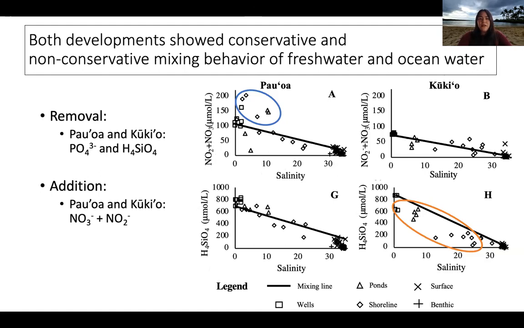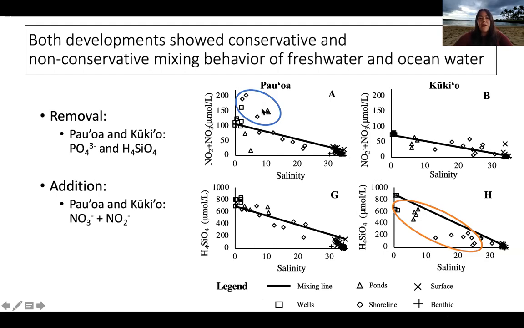The stations or the data that fall along this mixing line, right here is where the freshwater samples are, and then here are the saltwater samples. And then down here characterizes the station types. This is just a theoretical line, assuming that there's natural dilution from freshwater to saltwater. And we see that in this top left figure for Pauoa, for nitrate, we have the pond stations and shoreline stations above the mixing line.